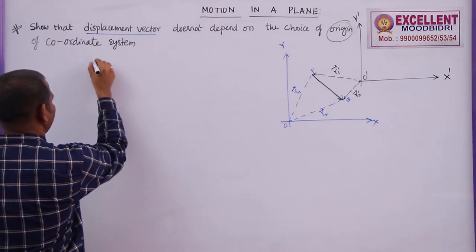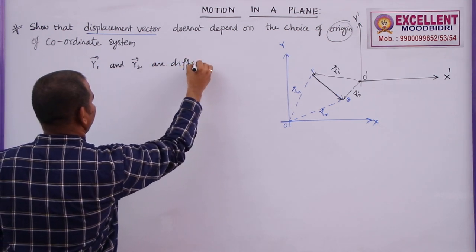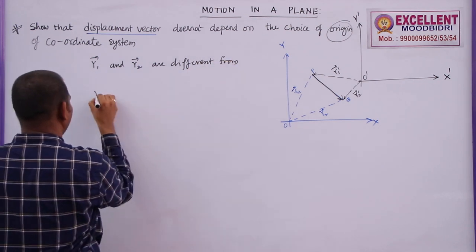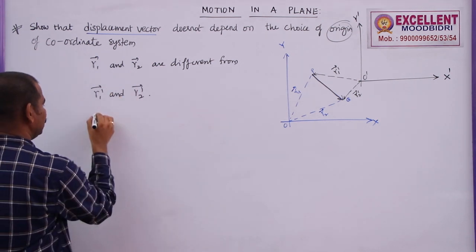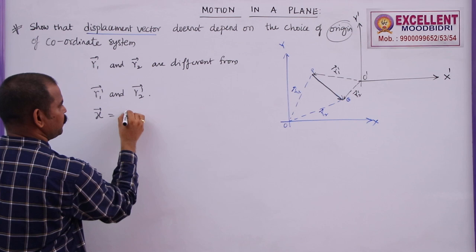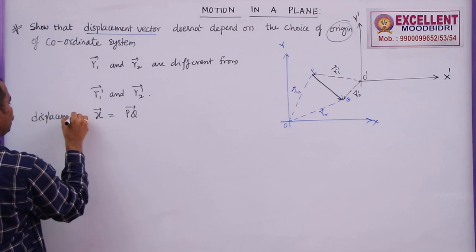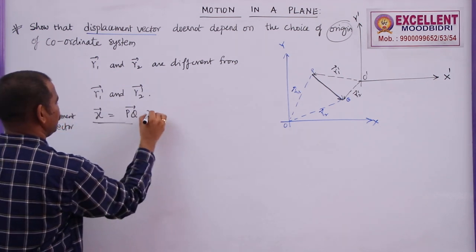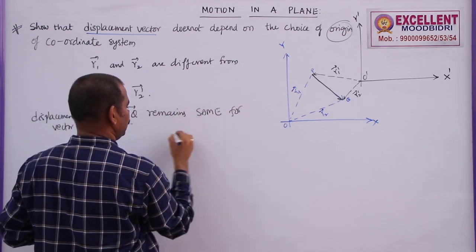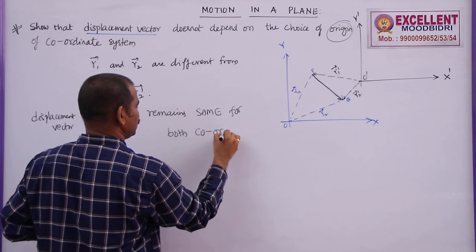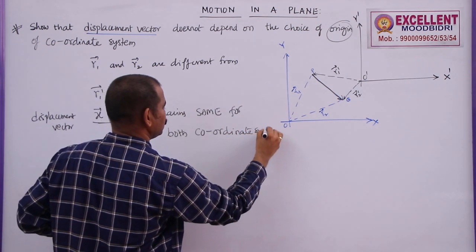Here r1 bar and r2 bar are different from r1 dash bar and r2 dash bar, but the displacement vector x bar, which is given by PQ bar, that is the displacement vector x bar, remains the same for both coordinate systems, that is for x y or x dash y dash. So, this is how you can prove it.